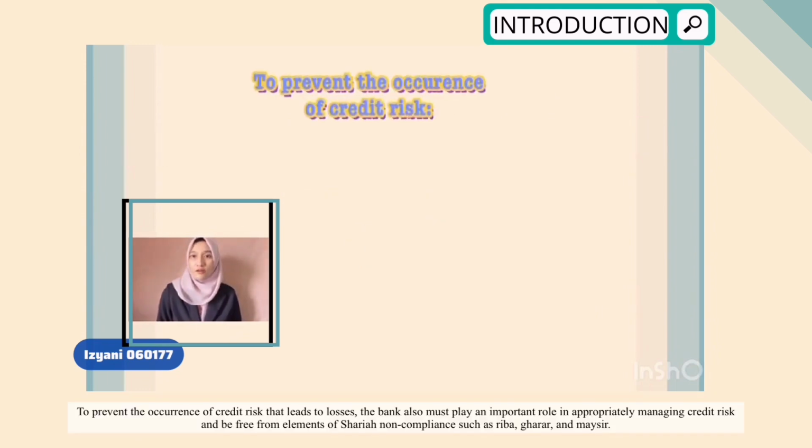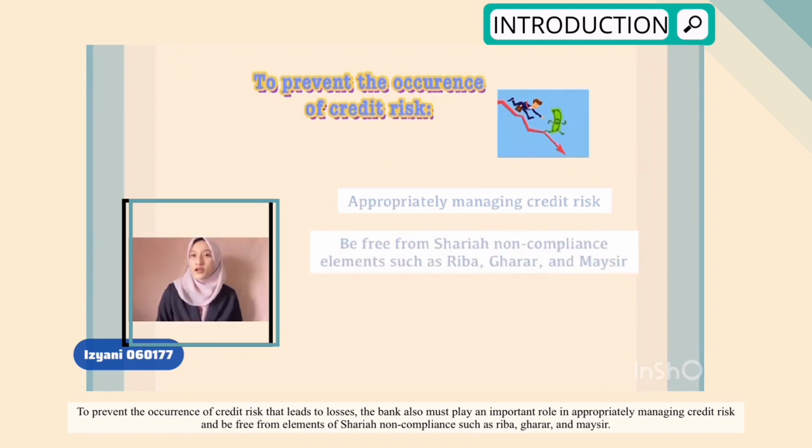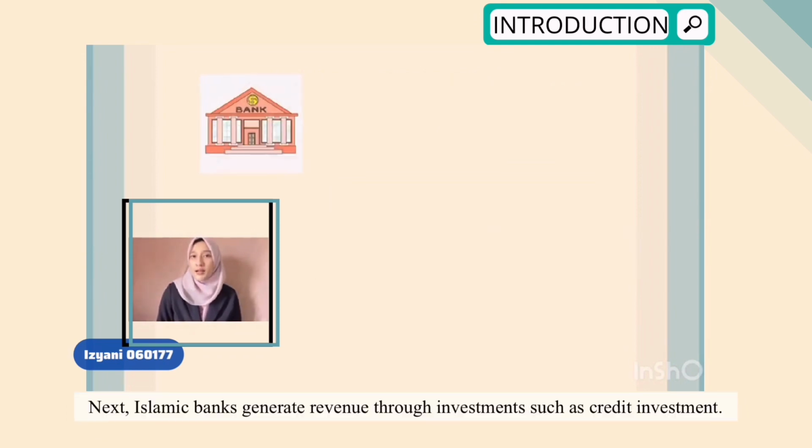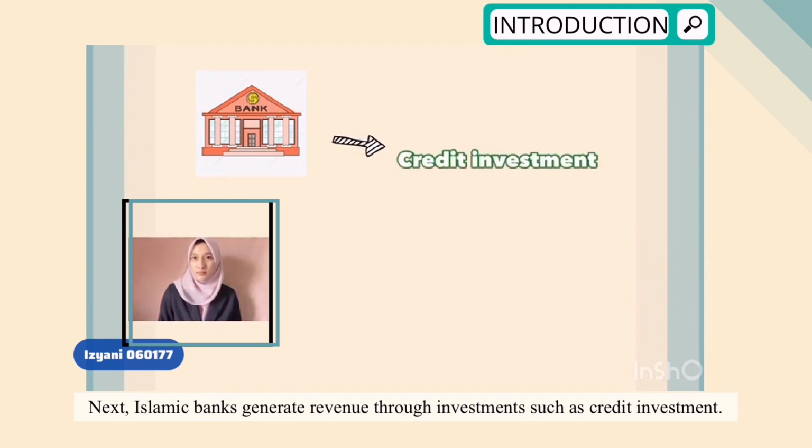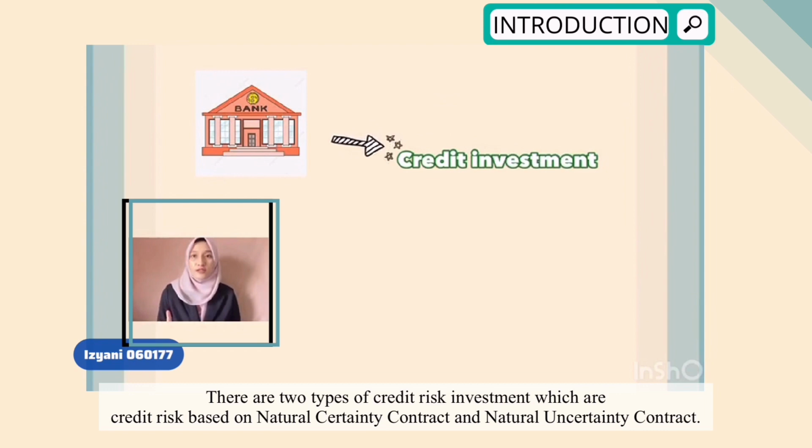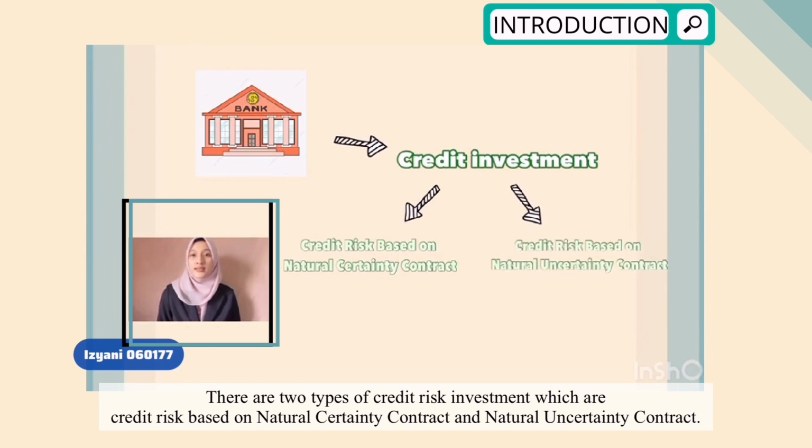To prevent the occurrence of credit risk that leads to losses, the bank also must play an important role in appropriately managing credit risk and be free from elements of Sharia non-compliance such as riba, gharar, and maisir. Next, Islamic banks generate revenue through investments such as credit investments. There are two types of credit risk investments, which are credit risk based on natural certainty contract and natural uncertainty contract.